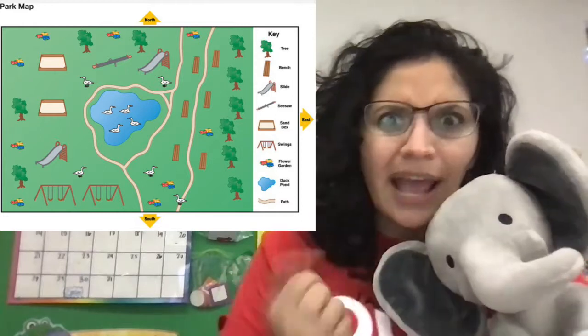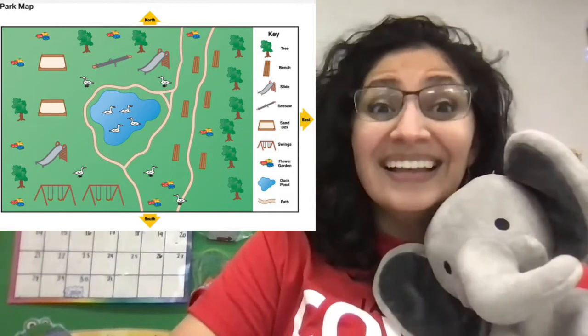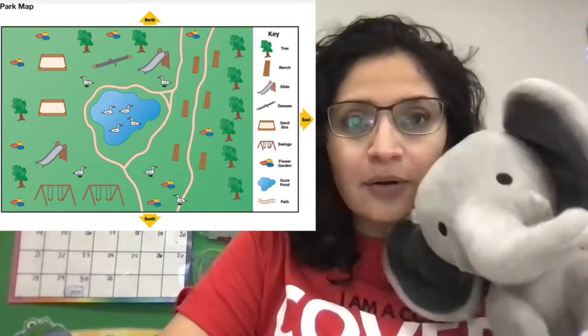If I walk north, what animal am I going to run into? There's an animal there on the map. That's right, Mabel. The duck. Quack, quack.